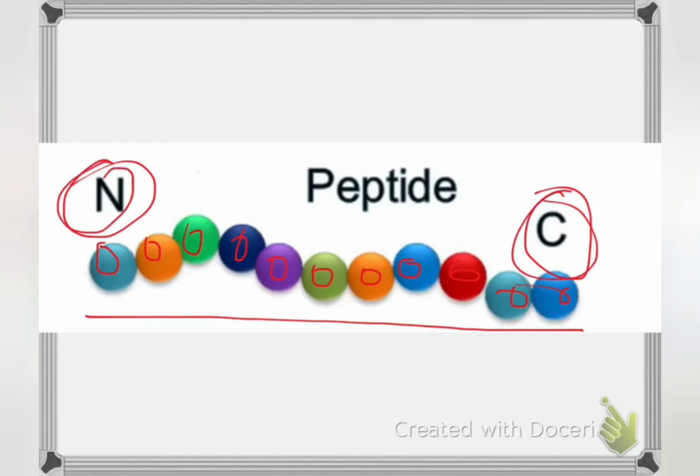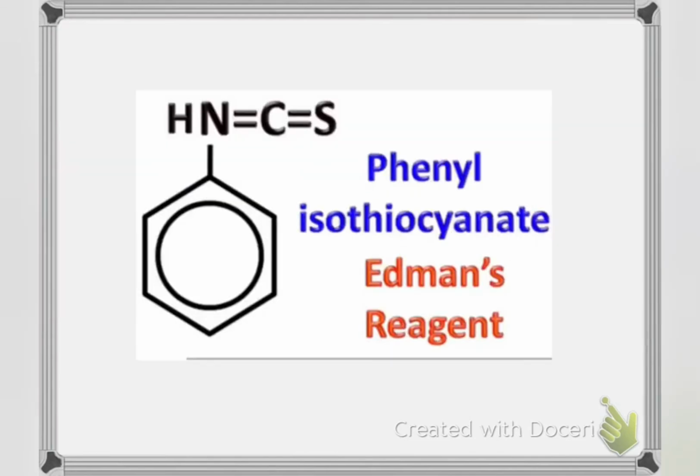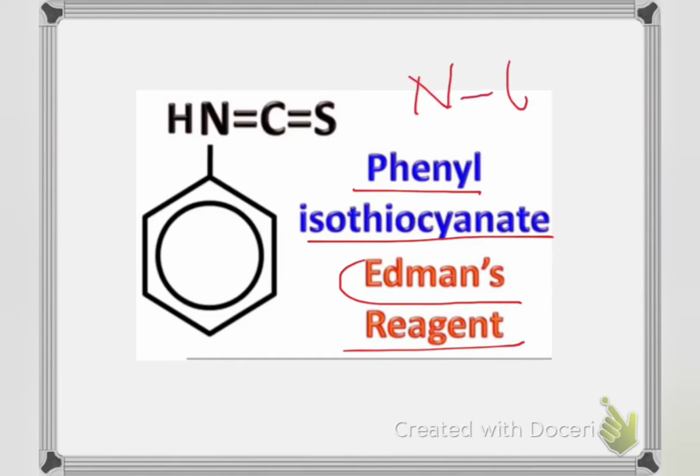In this method, phenyl isothiocyanate, also known as Edman's reagent, is used to label the N-terminal amino acid.